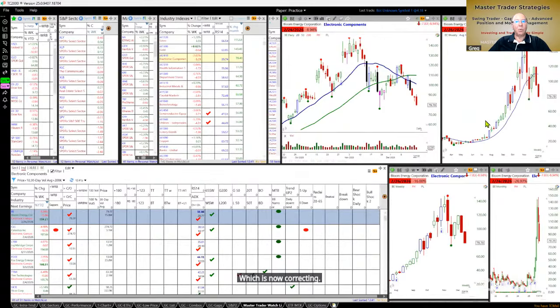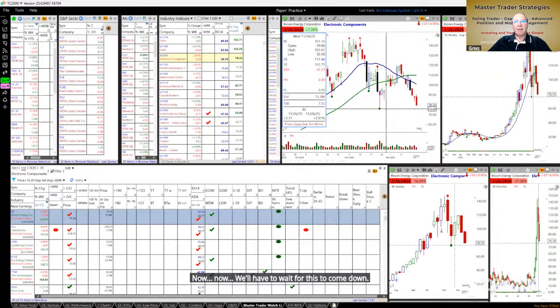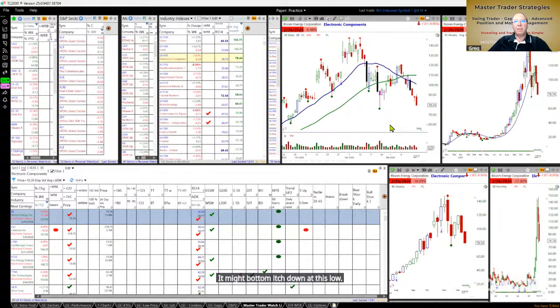This is one that probably institutions will come back for at some point. It's hated right now, but look at the pattern here, where it came out of the same kind of pattern that we've been talking about, where there's bottoming action and it exploded. Now we'll have to wait for this to come down. It might bottom down at this low. Maybe it's coming down here, but we'll come back and look at that some point in the year.